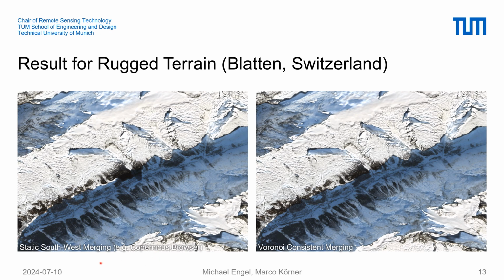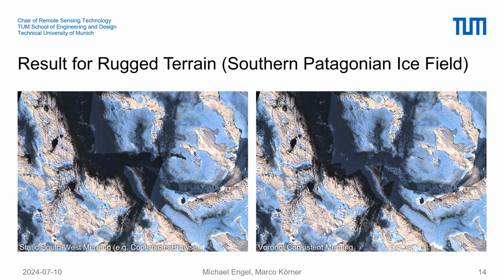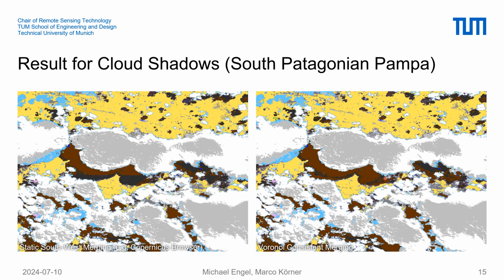To the left, there is the southwest merging strategy, such as for the Copernicus browser, and to the right is our proposed Voronoi consistent merging. And to the right, we don't have a clear cut anymore. Clear cut, no clear cut. The same for the southern Patagonian ice field, no clear cuts anymore. And the same holds true for the cloud shadows in the South Patagonian Pampa, no clear cuts anymore. That is, we actually solved the issues.